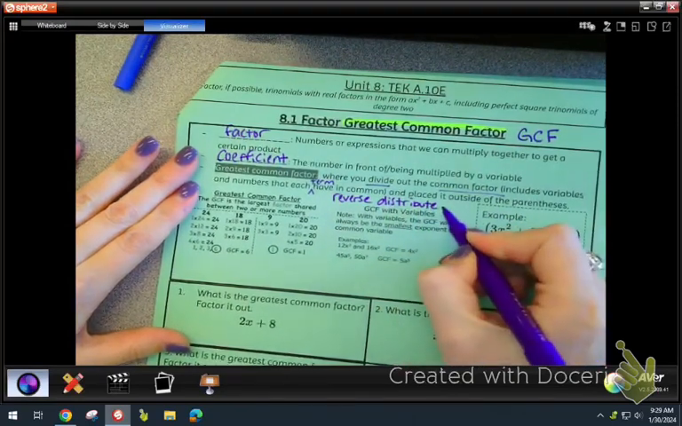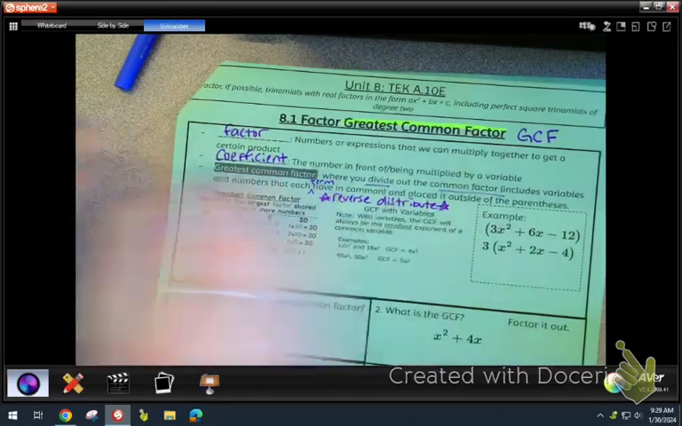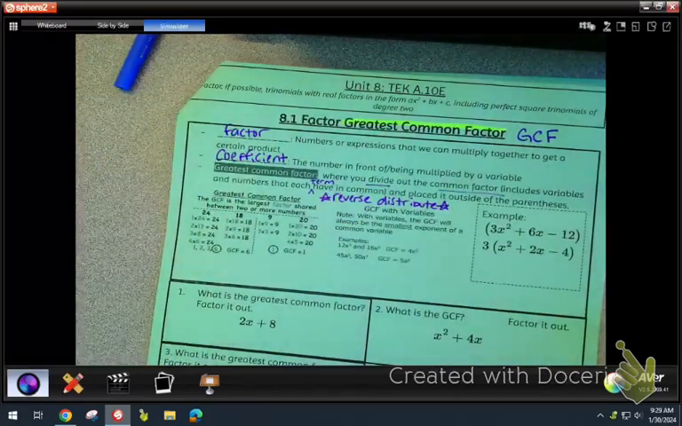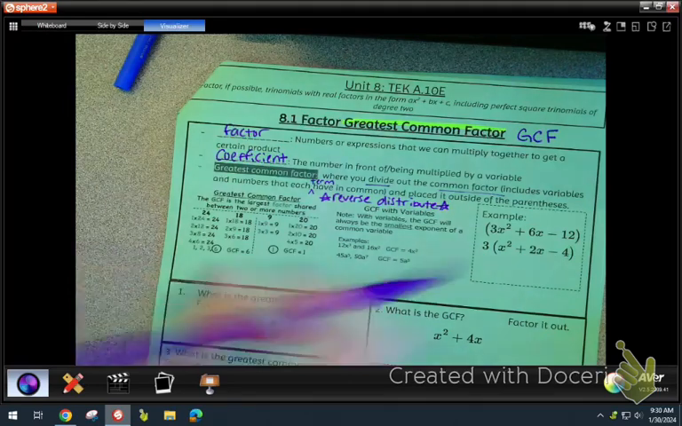We've done distributing all year long, haven't we? We've taken a number outside parentheses, and what do we do? What do we do when you distribute? You draw your little rainbow things, and then we multiply it in. Everything we're doing today is the opposite. We're going from something that's multiplied in, and we're going to write it as this times this. And instead of multiplying, we're going to divide.